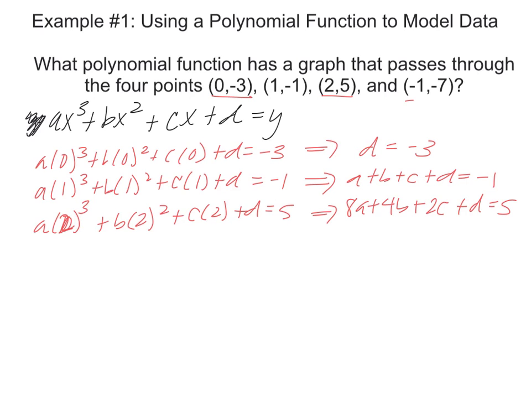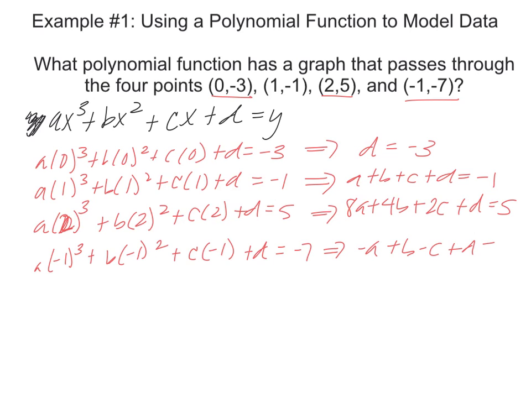And then the last one with negative 1 and negative 7, that's a times negative 1 cubed plus b times negative 1 squared plus c times negative 1 plus d equals negative 7. And so that equation will be negative a plus b minus c plus d equals negative 7. So remember, we did all this when we were dealing with matrices.